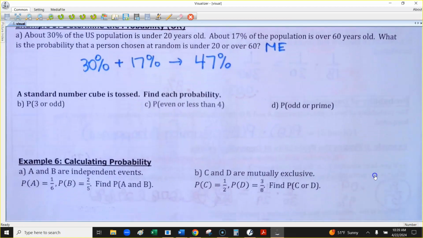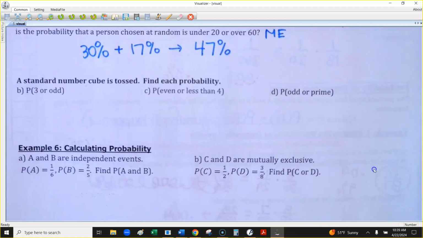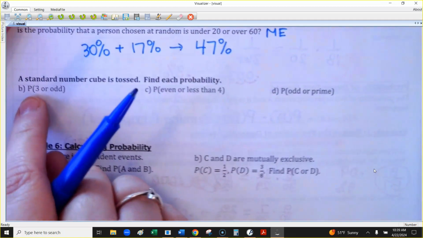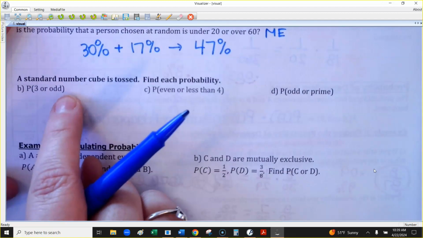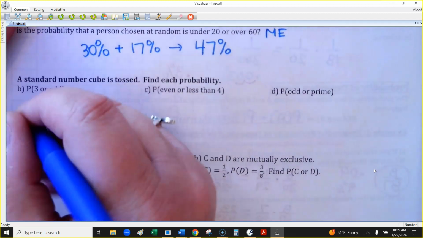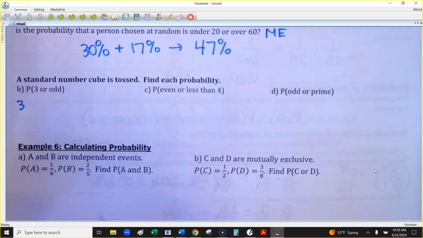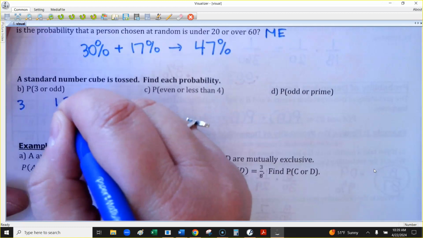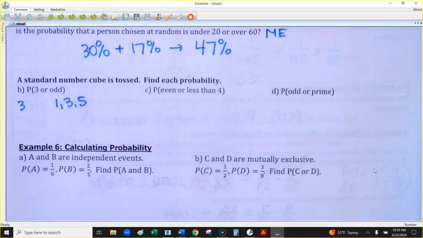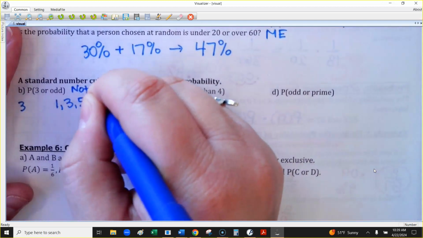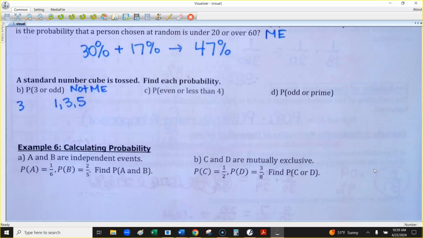Okay, now a number cube, just dice. Just think of dice. So I'm going to write out these options here. This says probability of 3 or the probability that I'm odd. So the probability that I'm 3 would literally just be 3. The probability that I'm odd would be a 1, 3, or 5. Okay, so these two things, 3 is an odd number, right? So these two things can happen at the same time. So not mutually exclusive.